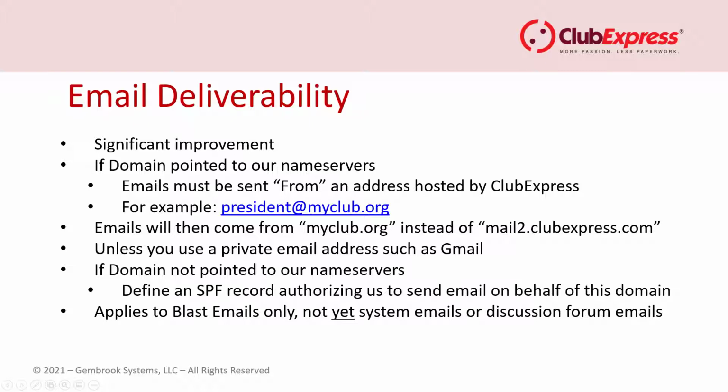Now, right now, I want to point out that this applies to blast emails only. We've not yet made this change to system emails like renewal notices or payment confirmations. And we also haven't made the change to discussion forum emails, but those are changes that we will make. We want to see if it really makes a difference. So we're going to wait for a month or so and see if we more consistently hear from people that the emails are arriving correctly. And then once we do, we can make this change to system emails and discussion forum emails.